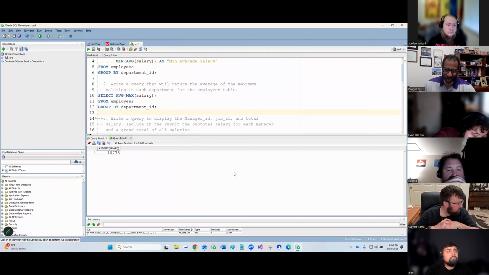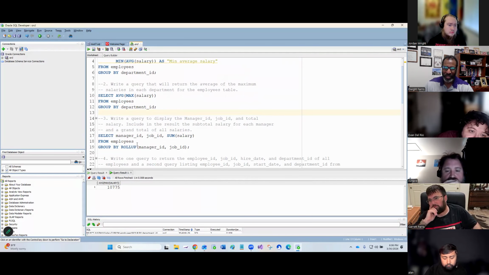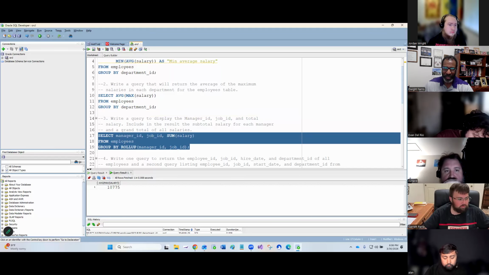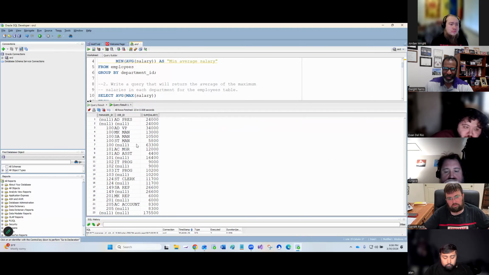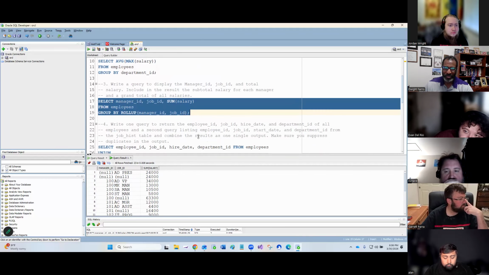All right. Write a query to display the manager ID, job ID, and total salary. Include the result in a subtotal, and we all know that this is a roll-up. So the query is manager ID, job ID, sum salary, and then group by roll-up with those 2 fields. And I think everyone got this one, and it gives you the grand total and the subtotal, etc. Right? Any questions about roll-up? And yeah, that one was pretty straightforward.